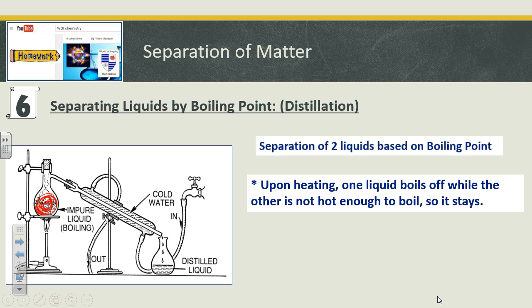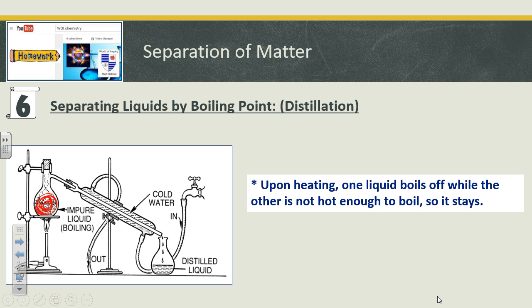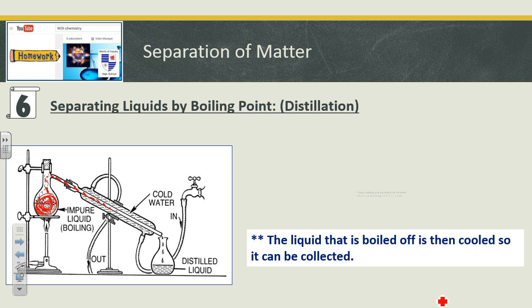If I heat them up, one liquid is going to boil off because it has a lower boiling point than the other, and the one that doesn't boil stays. It's going to boil off, come back down through this condensing tube, and that's where it's going to get cooled. The liquid that is boiled off is cooled and then reformulates here, and I've actually separated the 2 liquids using a distillation technique. So you need to know distillation is used to separate 2 liquids based on boiling point.